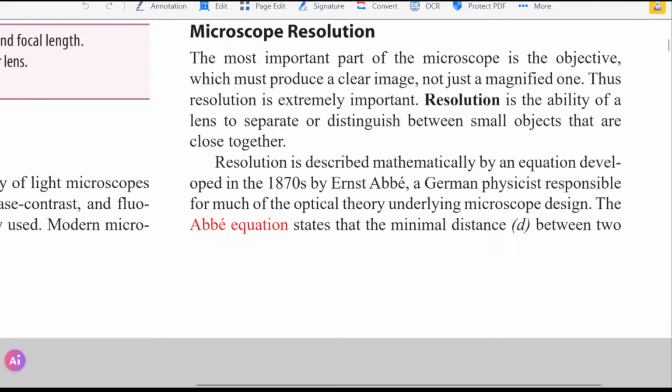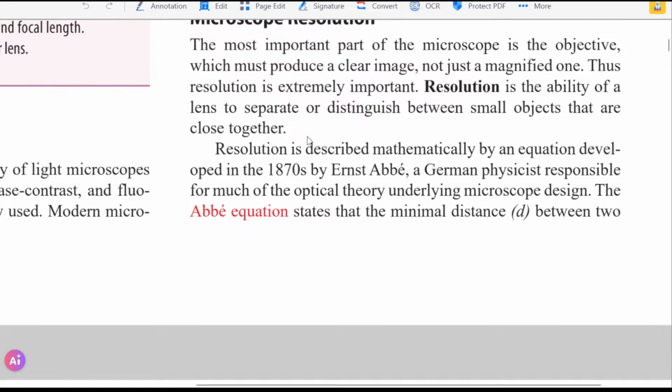So microscope resolution. What is resolution first? The most important part of the microscope is the objective, which must produce a clear image, not just a magnified one. It shouldn't just enlarge, it should be clear enough to be seen. Thus resolution is extremely important. One is magnification, one is resolution. Magnification is just enlarging the size. Resolution is the ability of a lens to separate or distinguish between small objects that are close together. They should be distinct, clearly apart, with clear-cut boundaries and no blurry boundaries.